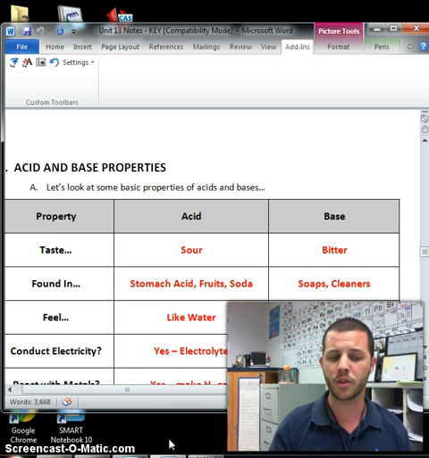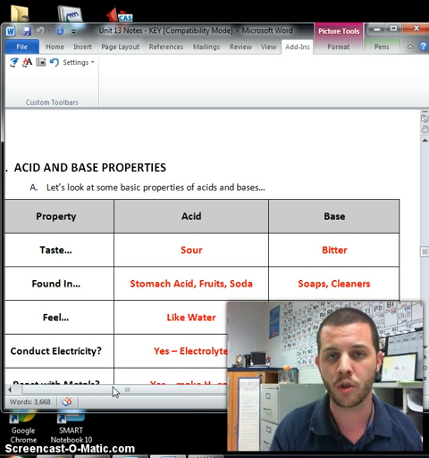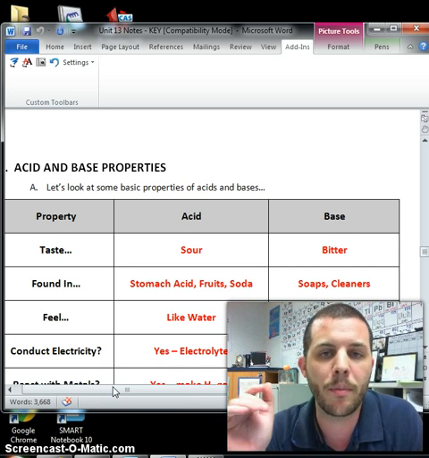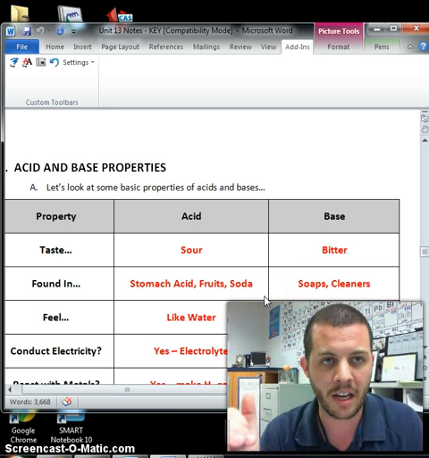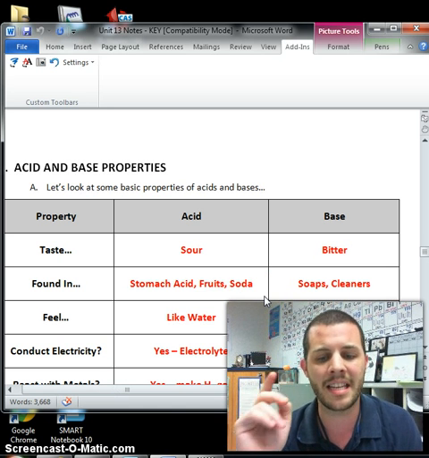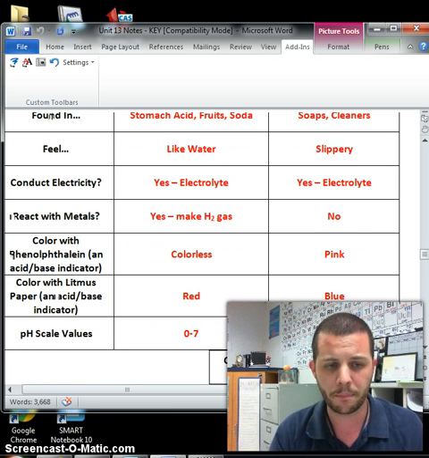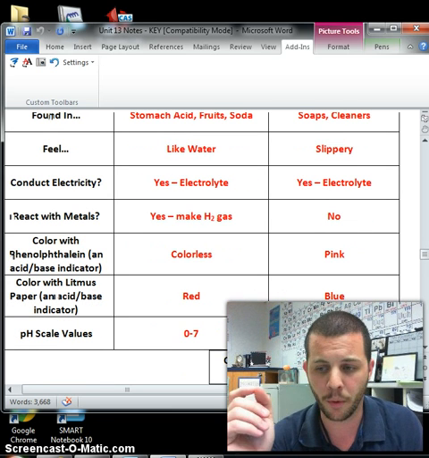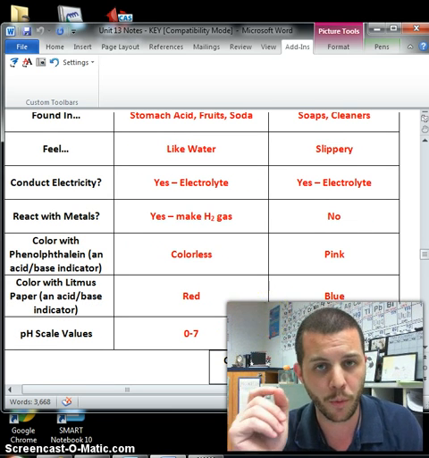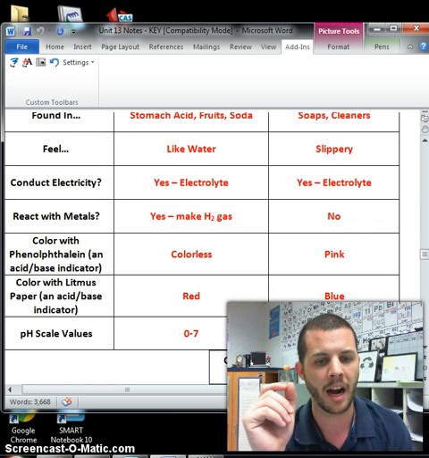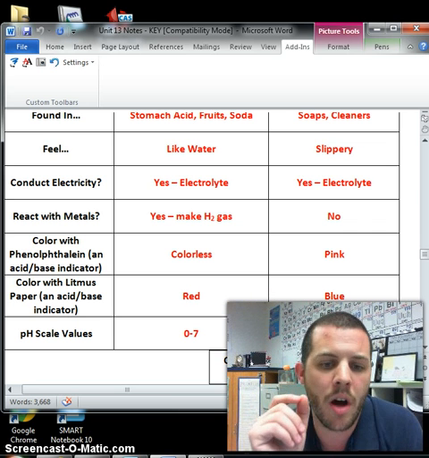Okay. So when we ask, do they conduct electricity? If we remember back to the last unit, we remember that both of these are actually electrolytes. And an electrolyte tells us that yes, something does indeed conduct electricity. Okay. If we take a metal and we add it to an acid, it will react in the form of making bubbles. It'll make hydrogen gas, and bases do not react. Okay.